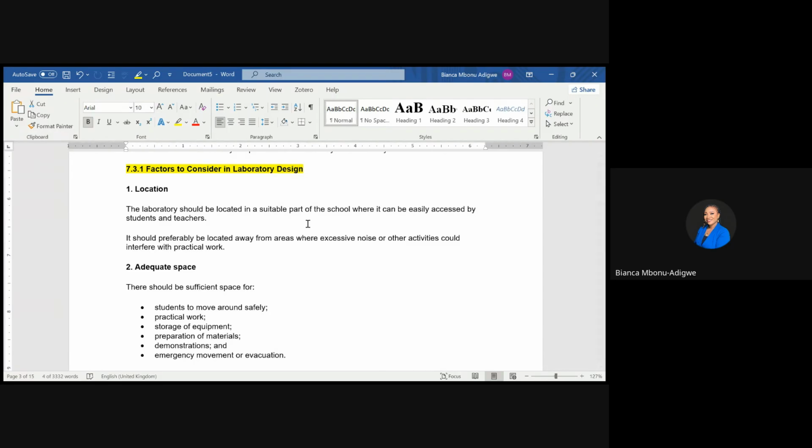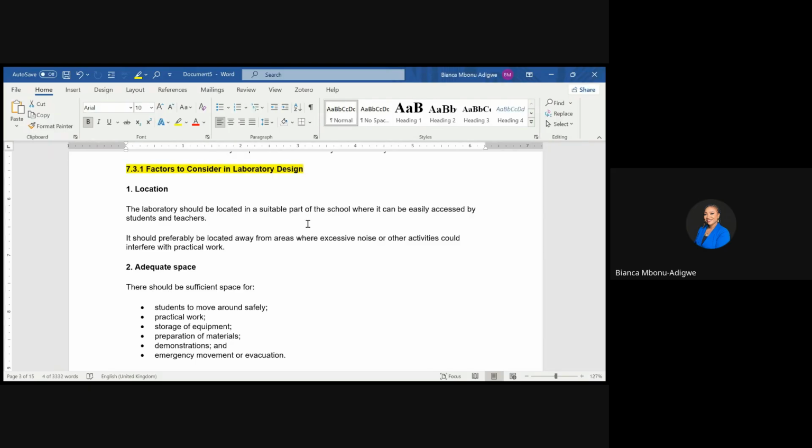Let's assume that you are posted to a school and for some reason the principal decides to build a laboratory while you were there, or you propose that they should build an integrated science laboratory. And then the principal says, oh, you are in charge. Go ahead, take care of this situation. We'll provide the funds for it. What are the factors that you are going to consider while you are citing that laboratory?